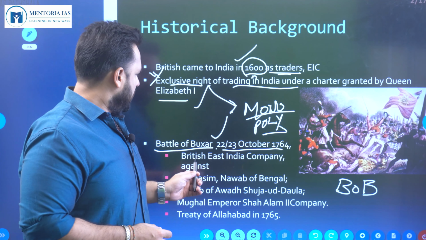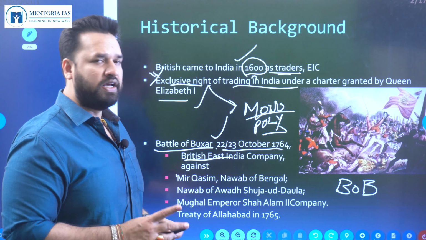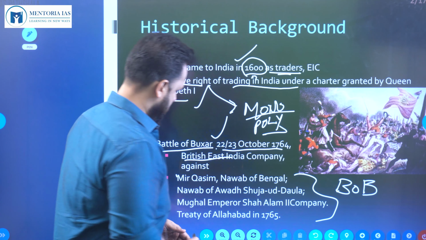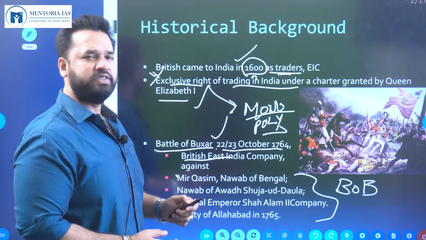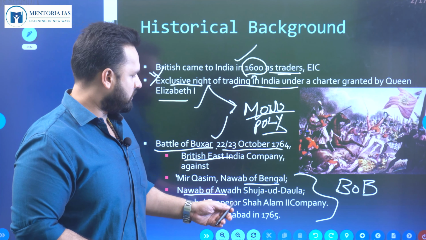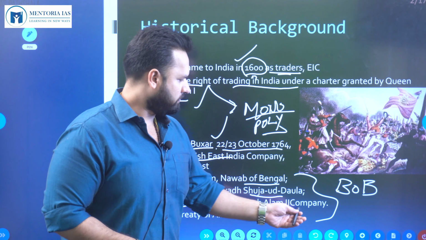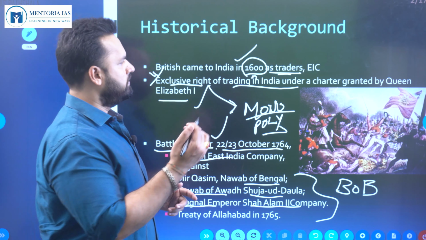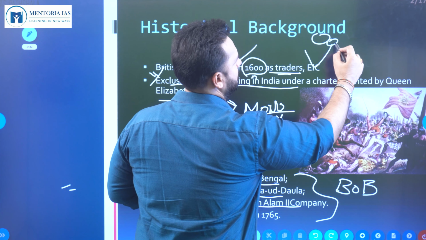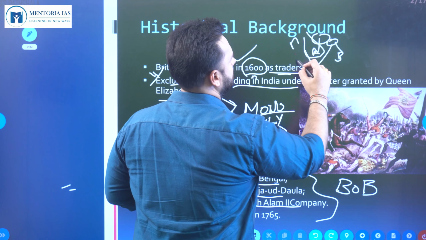It was fought by the British versus three armies. You can see here, Mir Qasim, who is he? He is the Nawab of Bengal. And the Nawab of Awadh, Shuja-ud-Daula, and Mughal Emperor Shah Alam. Where is Awadh? Let us say this is the India map. Here there is Bengal. This is Awadh. This is the Mughal territory.